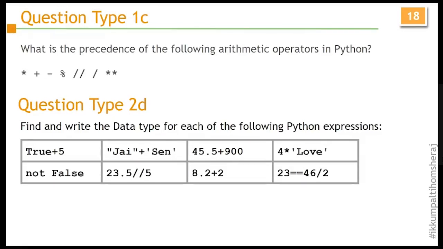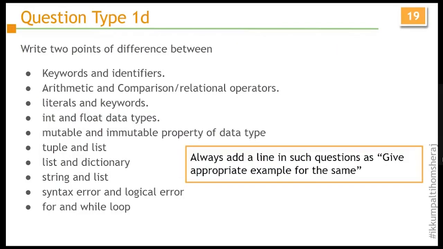Next, we can have questions of difference like this. Write 2 points of difference between keywords and identifiers. Write 2 points of difference between arithmetic and comparison operators. Write 2 points of difference between literals and keywords. Write 2-point difference between int and float data types. When we specify that there will be 2 points of difference or 1 point of difference, it depends on how many marks you are allocating. If you are giving 1 mark for the question, it can be 1 point of difference. If you want a 2-marker question, it is advisable to go for at least 2 points.